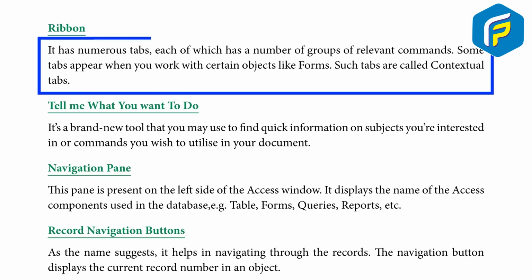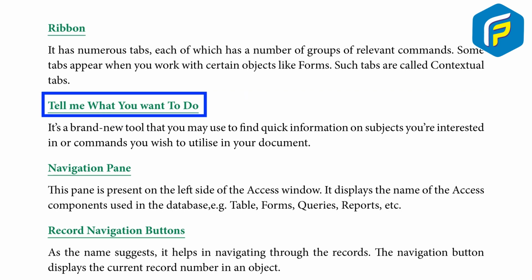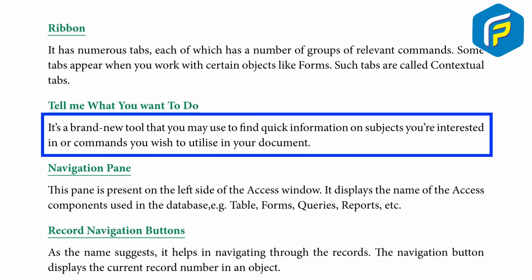Ribbon. It has numerous tabs, each of which has a number of groups of relevant commands. Some tabs appear when you work with certain objects like forms. Such tabs are called contextual tabs. Tell me what you want to do. It's a brand new tool that you may use to find quick information on a subject you are interested in or commands you wish to utilize in your document.